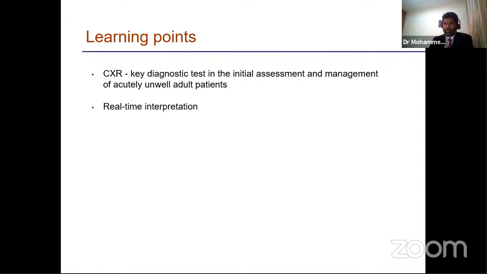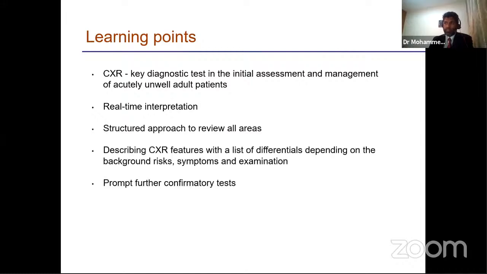And like Dr. Afsar was saying, this is one of the imaging where real-time interpretation is key, because the decisions are made at the front door, the decisions are made at the coal face. And when the patient is there, you're basically looking at the chest X-ray and making real-time decisions. And a structured approach to review all key areas is key.